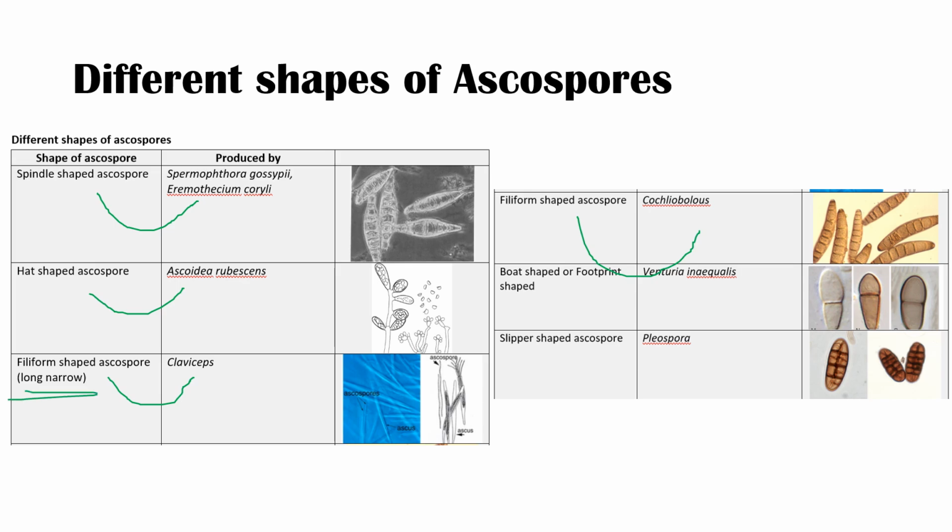Here this piliform is long and narrow, it is a little bit bulged, right? And the next one is a boat shaped or footprint shaped ascospore, produced by Venturia inequalis. Slipper shaped ascospore is produced by Pleospora. These are all the different shapes of ascospores.